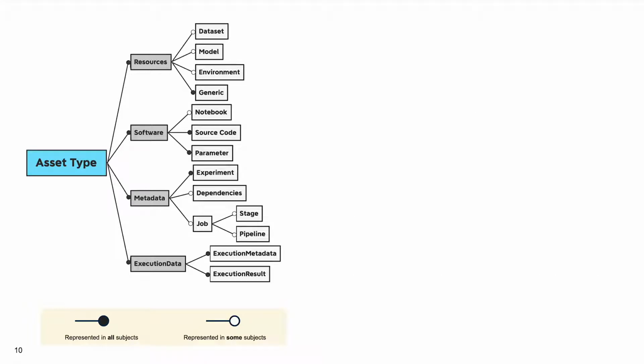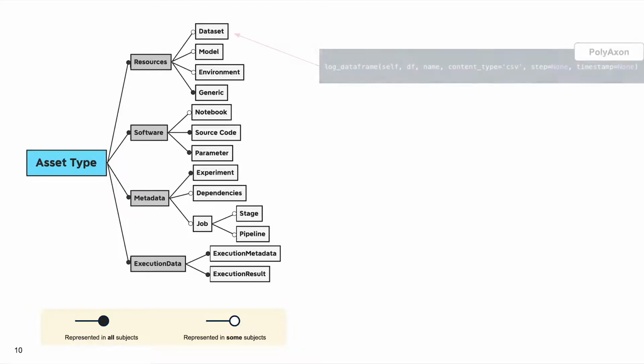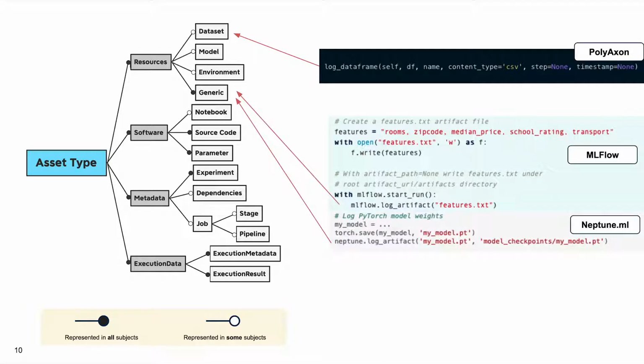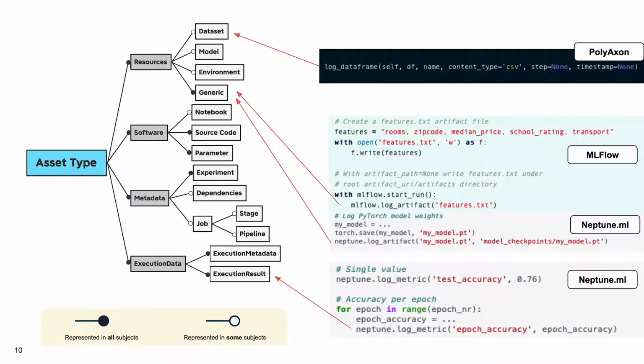I will now show examples of how some of the subject tools support some asset types. A log data frame function is used here to track a data frame as datasets, while the function log artifacts in these examples is used to track arbitrary files as generic resources. The function log metrics here tracks model accuracy as execution results.